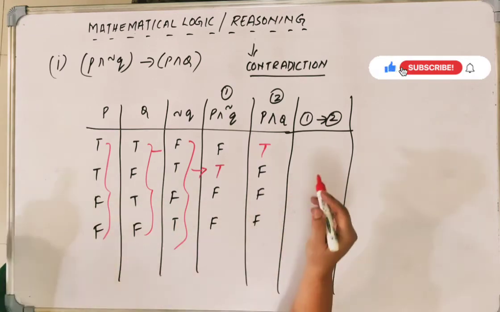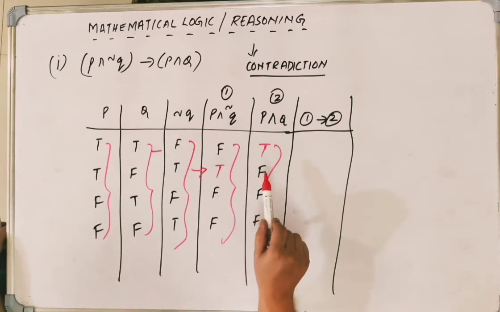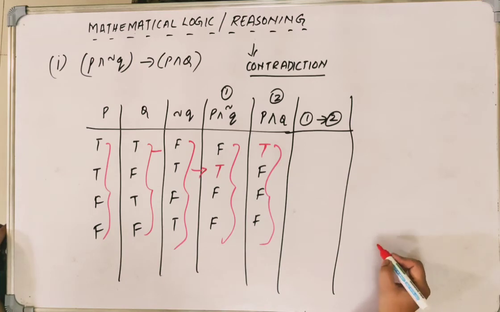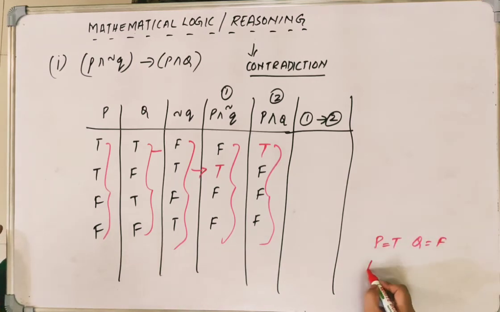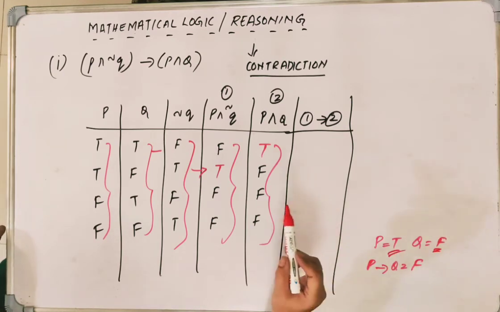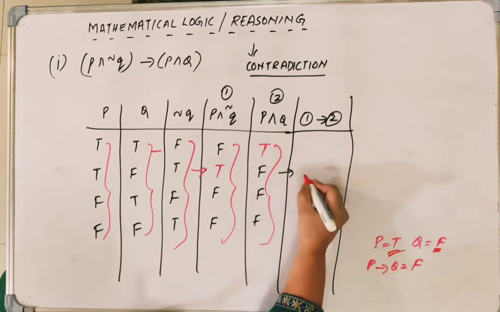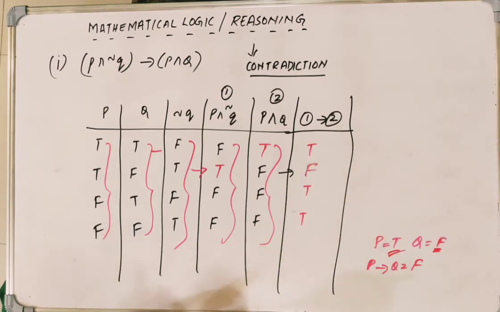Now the last column is between these two columns. We'll have to apply the conditional truth values. In the conditional, only if P is true and Q is false is P conditional Q going to be false. So let's find the TF combinations. There's only one here. This is going to be false. Everything else is going to be true. So this is neither a contradiction nor a tautology. It is neither.